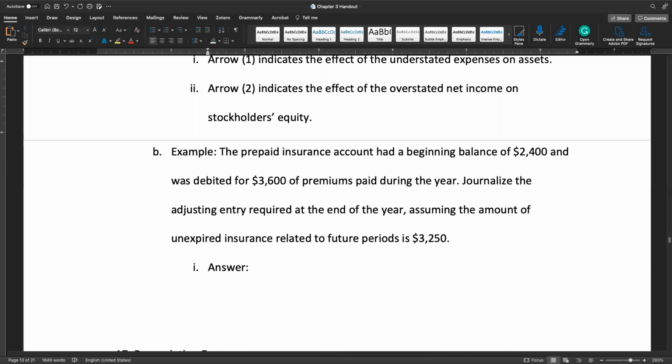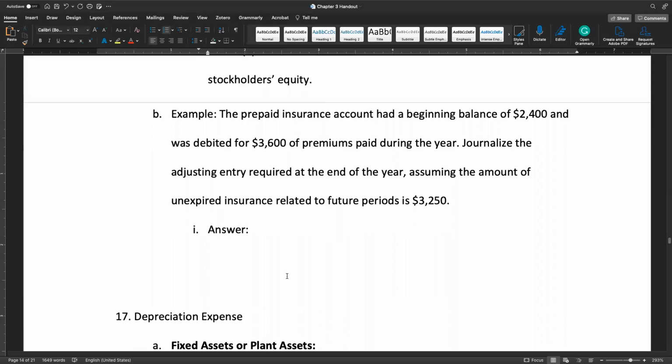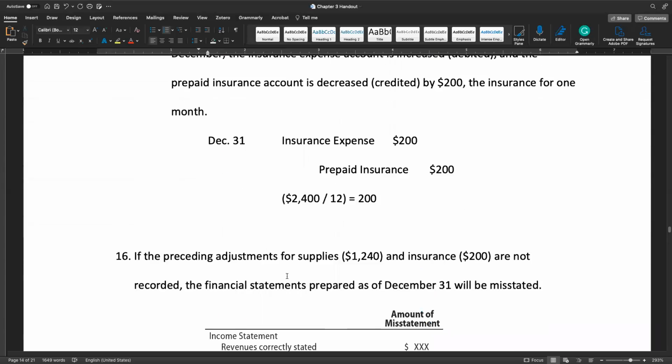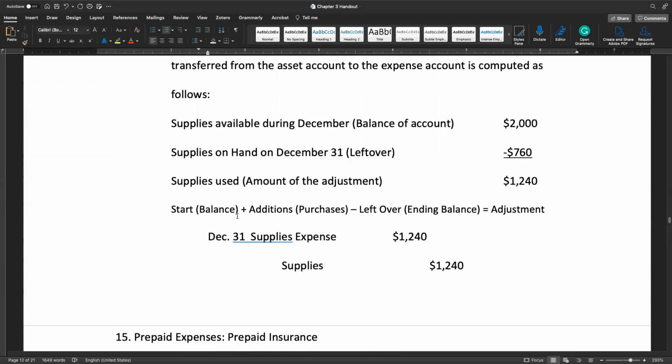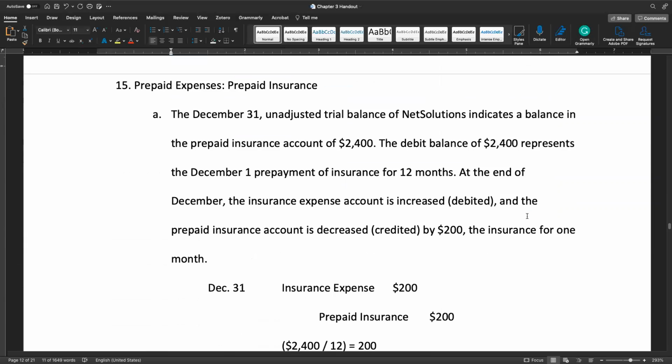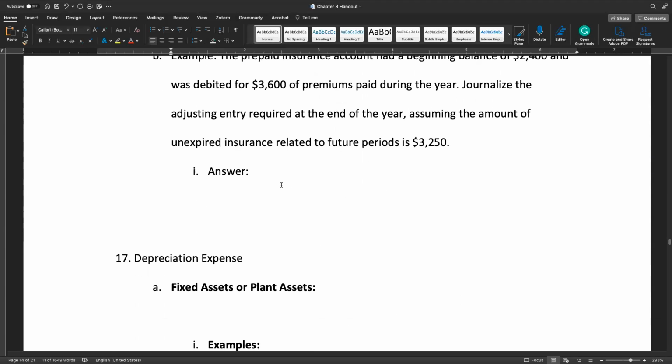We have prepaid insurance. The prepaid insurance account had a beginning balance of $2,400, was debited for $3,600 of premiums that we paid during the year. We need to do the journal entry if the unexpired insurance related to the future is $3,250. So the first thing we're going to do in this one is find the amount. Okay. I'm going to go back up here and copy the formula we created. Put it in here.